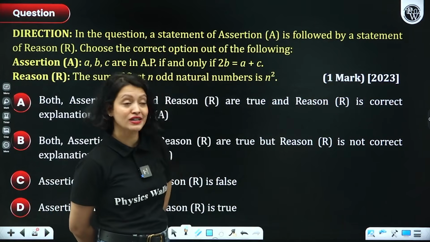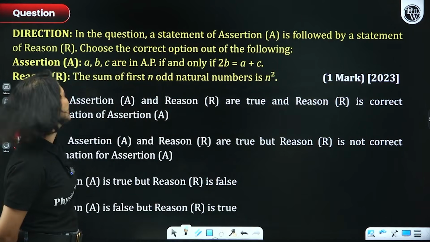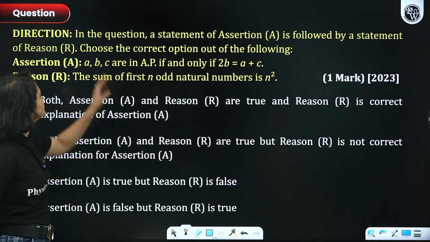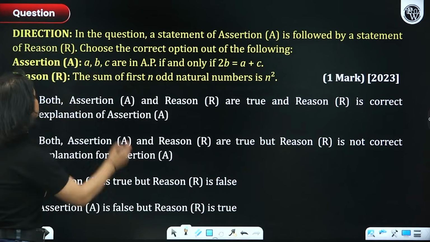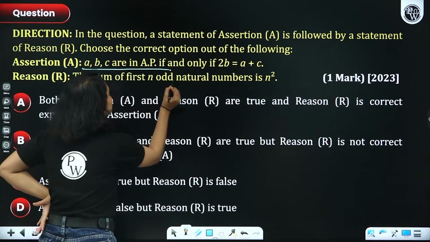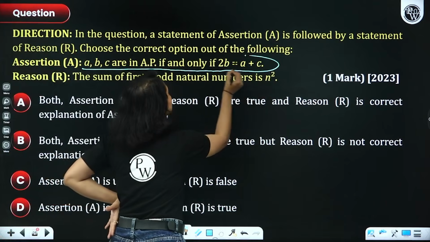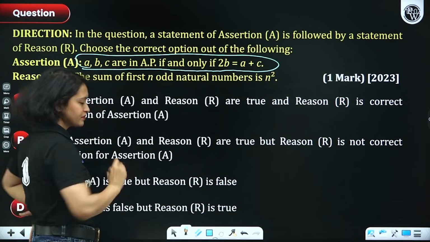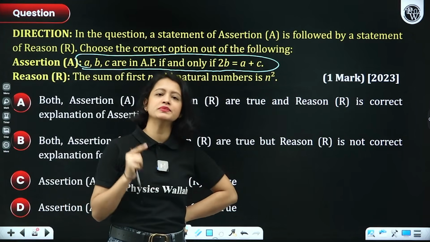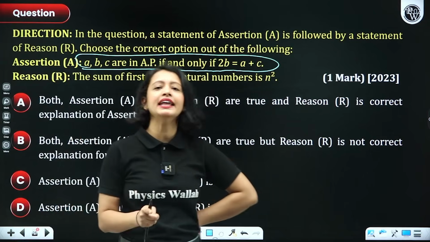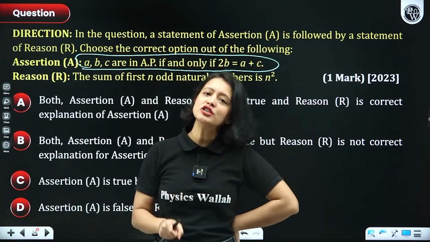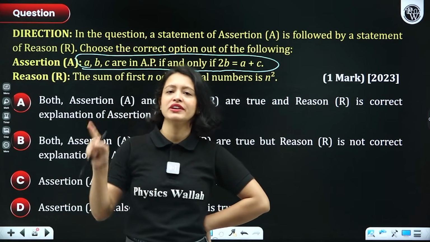It came in 2023, guys. Let's see. So this is the assertion: A, B, C are in AP if and only if 2B is equal to A plus C. They are saying that three terms A, B and C will only be in AP if twice the middle term is equal to the sum of the extreme terms.